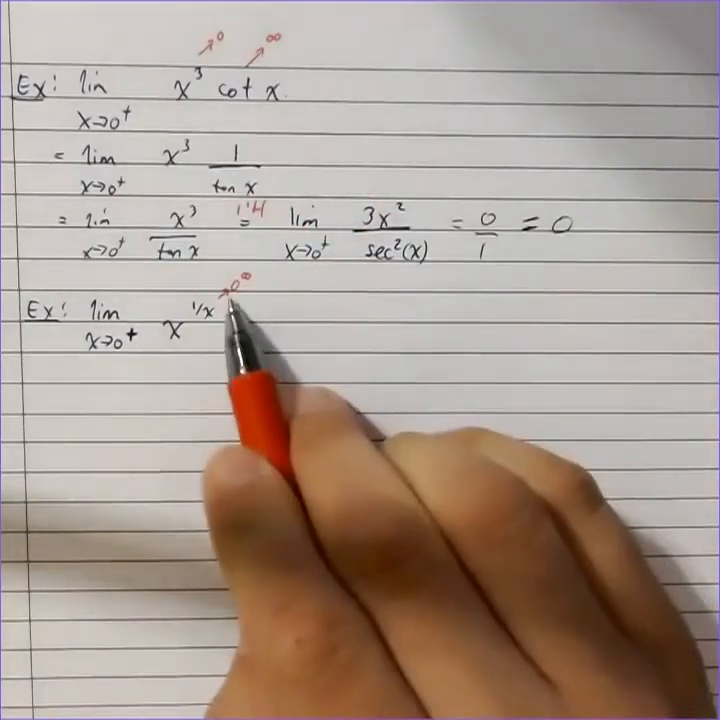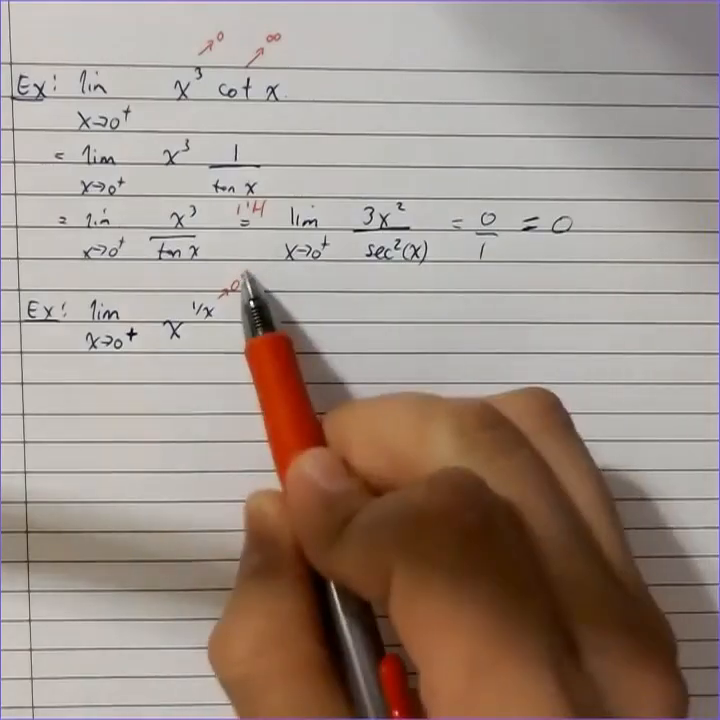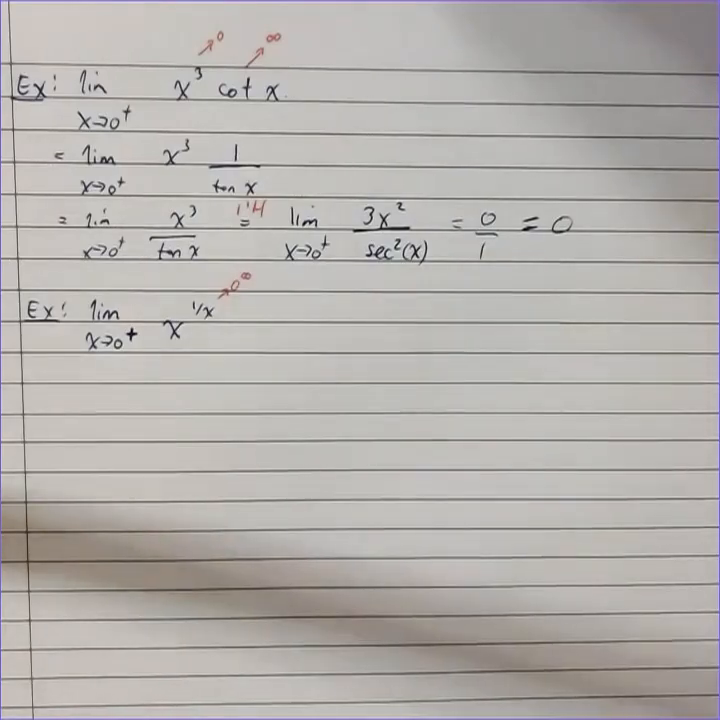Of course, 0 to any power should be 0. But anything to an infinite power should be infinite. So it's sort of like this. Which one's going to win out? So let's give this a try.